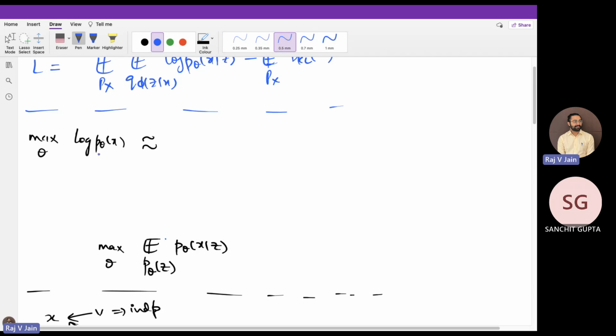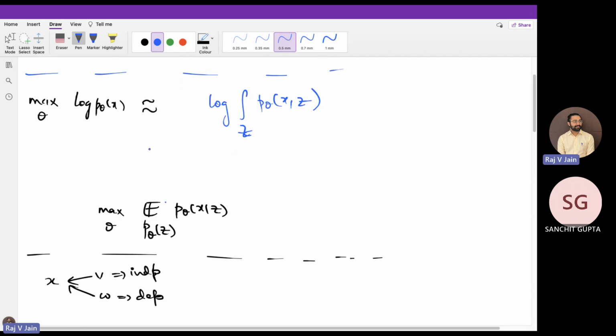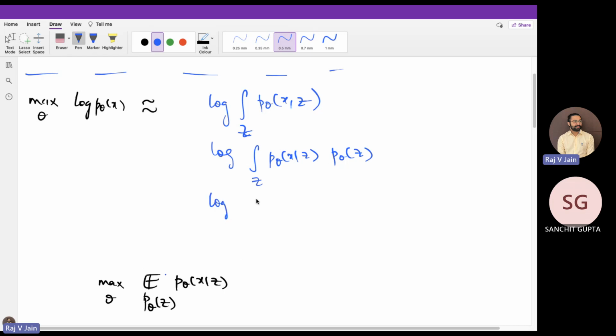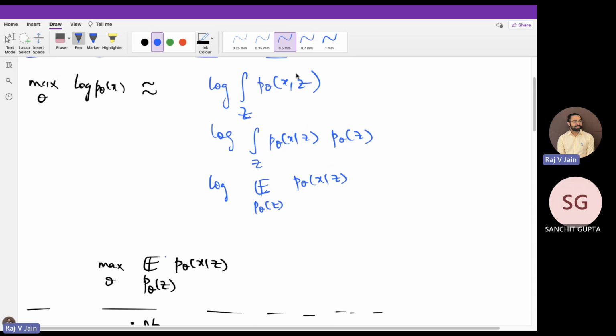So basically this can be broken down as log of the integral over z of p_theta(x, z). So we're taking it as a marginal over the joint latent and data space, and this can then be broken down as log of p_theta(x given z) times p_theta(z). Again, a very simple idea. And then this can be seen as log of the expectation over p_theta(z) of this quantity. This is exactly the same thing we use in the VAE derivation also.